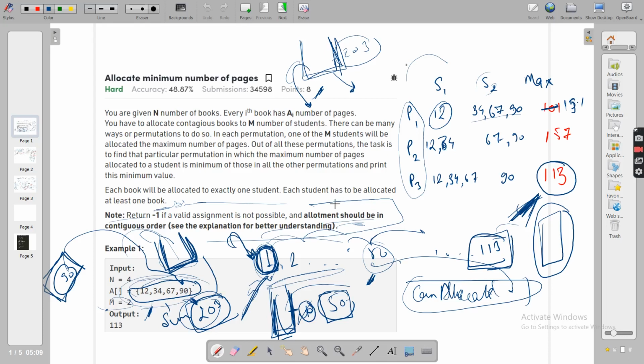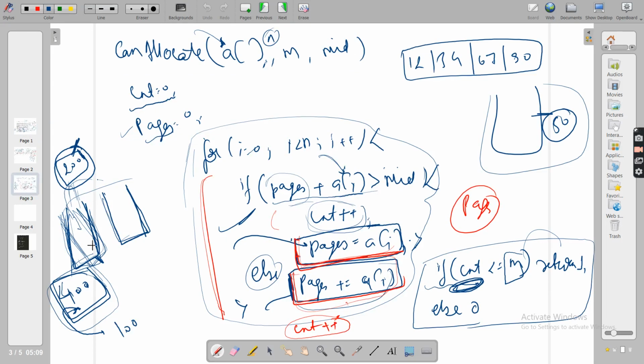That is what here, if you see, guys, a student should be allocated at least one book or one set of pages. But this is the maximum. If you go to a lower limit, obviously, if this is the maximum, then you can think of a lower size. Let's say 100. If you keep the 100 size beaker, then 100 here, 100 here.